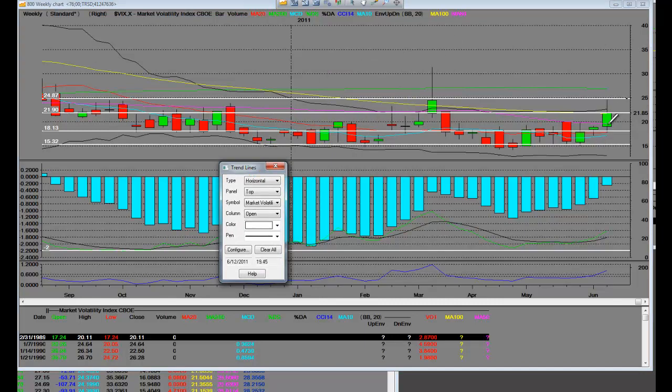Now, this thing here is if we consolidate up here, then that means that there's indecision, and people haven't quite made up their mind if they're going to be extremely fearful yet or if they're going to start getting bullish. But here's the thing, if you consolidate higher, there's less bulls.